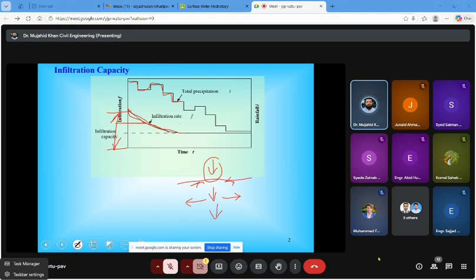But once the soil becomes saturated or partially saturated, then the movement of water into the soil becomes equal to the movement of water within the soil. So then we get this straight line, and this is called the final rate of infiltration, normally represented by fc, or f naught.